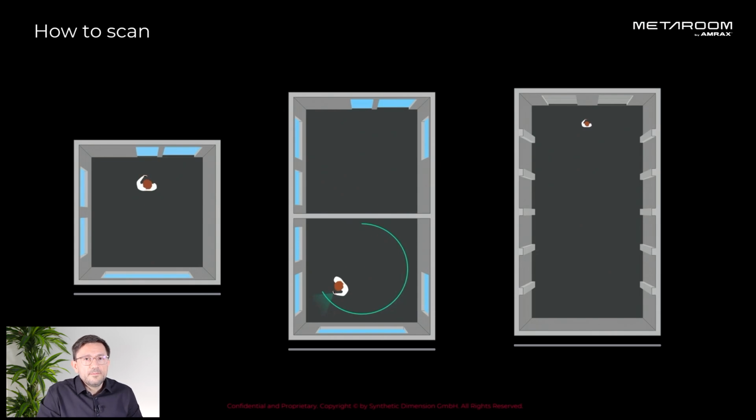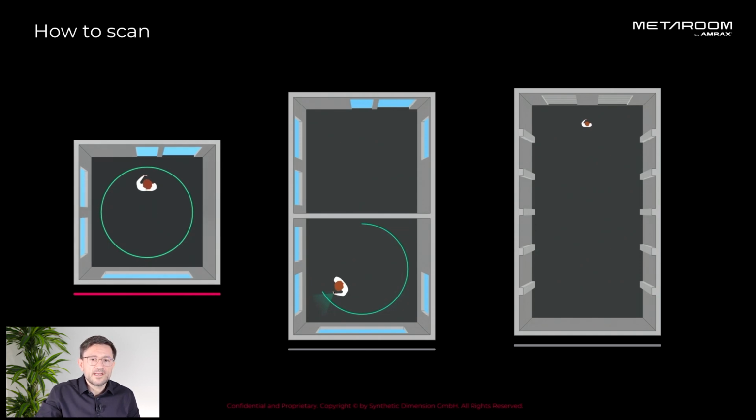So in general, we can see three different types of scans. That's the single room. Here you can see it on the left side. That's the easiest one. So you just do one scan circle basically in one room, and then you start and stop the section and you are done.